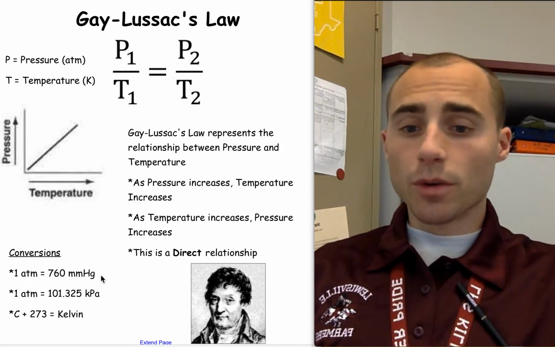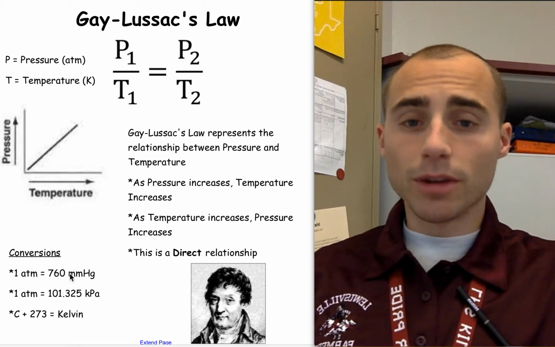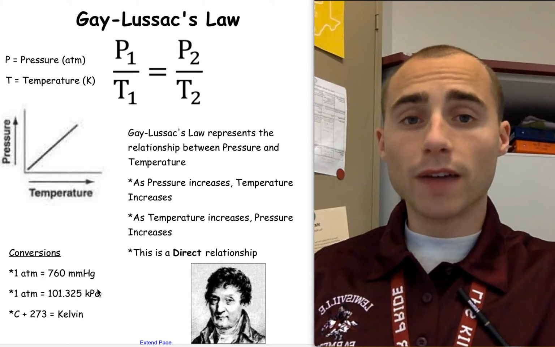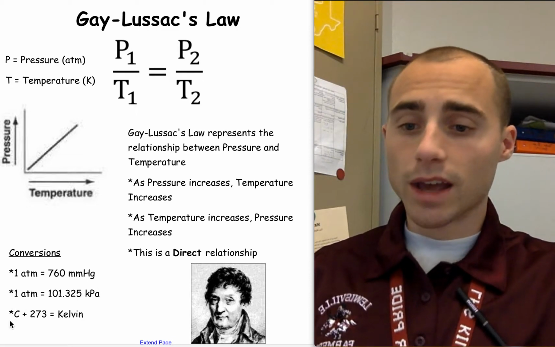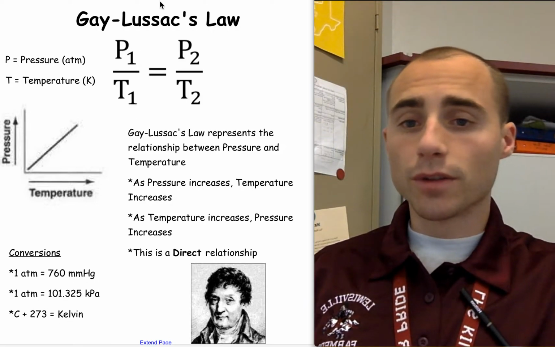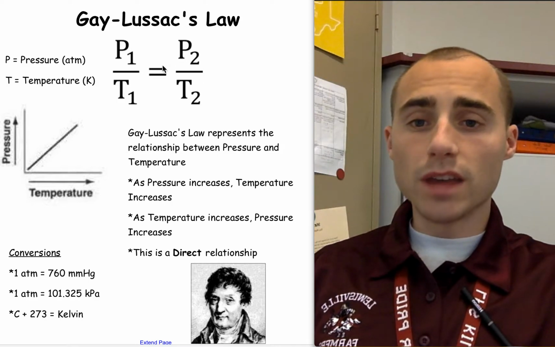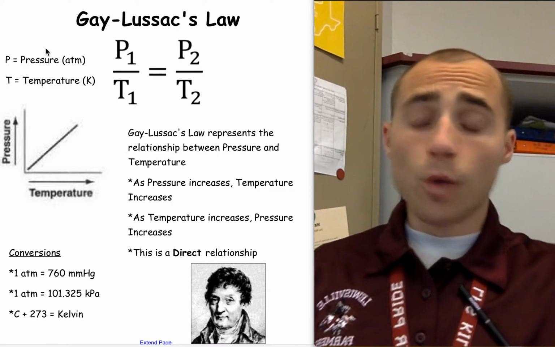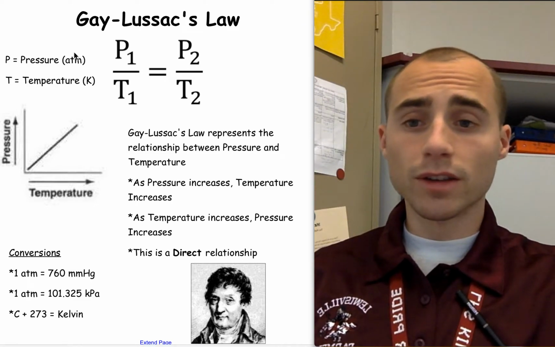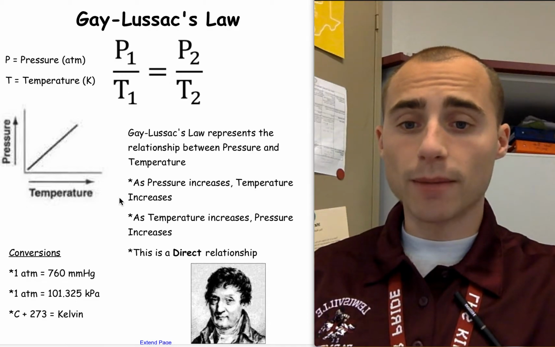The conversions you're going to want to remember for this one: 1 atmosphere is equal to 760 millimeters mercury, and 1 atmosphere is equal to 101.325 kilopascals. Also, Celsius plus 273 equals Kelvin. So right here we have our formula: P1, or pressure 1, over temperature 1 equals P2 over T2. One key thing is when you're working with pressure, please make sure you convert to atmospheres so we are consistent with our formulas. So you always need to convert to atmospheres.